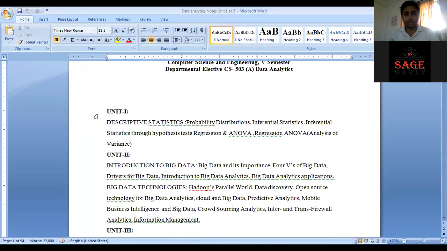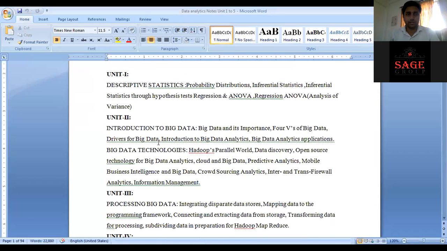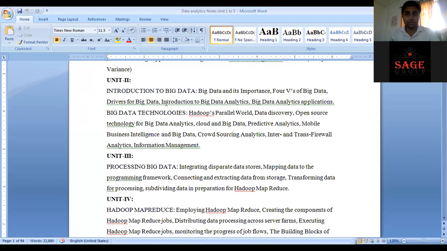As per our syllabus, in the first unit we have to study the statistics and the data analytics basic concepts along with ANOVA and regression. And in the second unit, we will discuss the fundamental concept of big data, the 4 V's of big data, technologies like the fundamentals of Hadoop, cloud, predictive analytics, business intelligence, and big data crowdsourcing, etc.